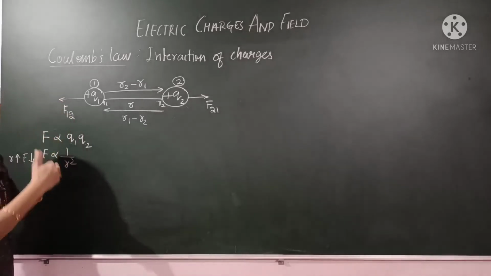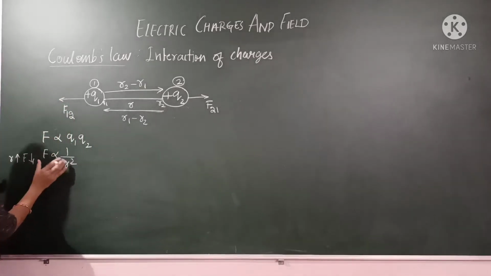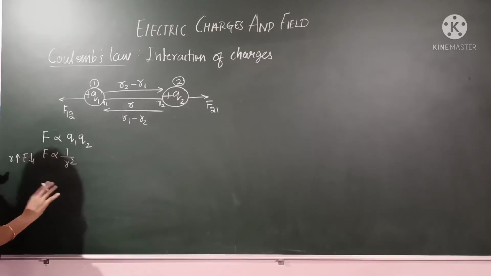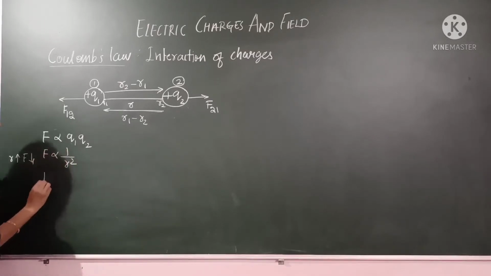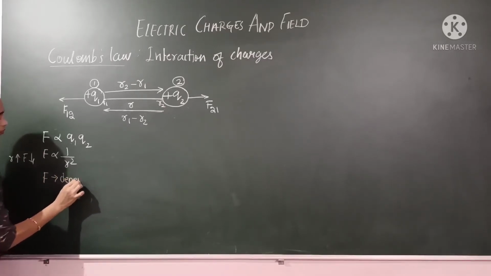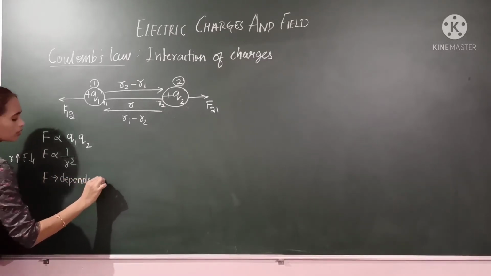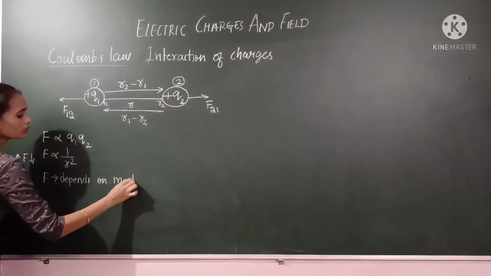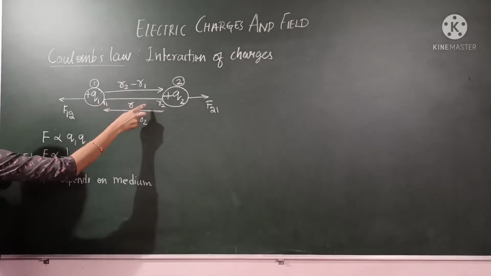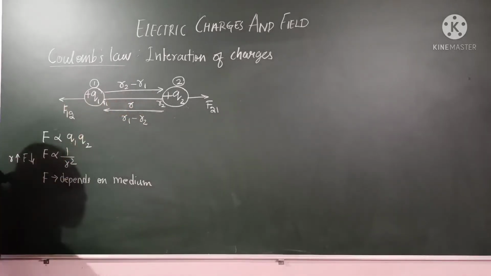4 times the force will be decreasing. So this says that force is inversely proportional to r square. Next, this force depends on the medium. Depends on medium means what? It means the two charges are placed in which medium, force depends on that medium.